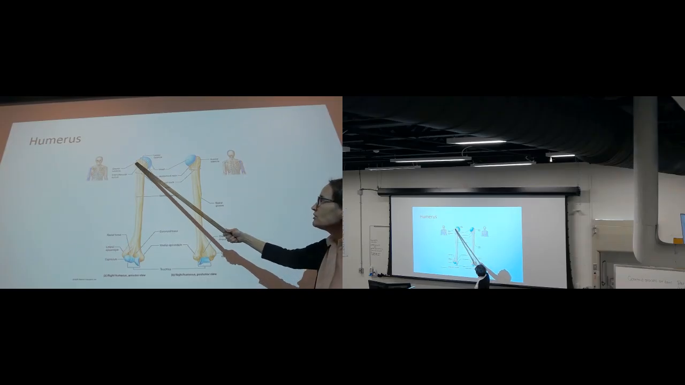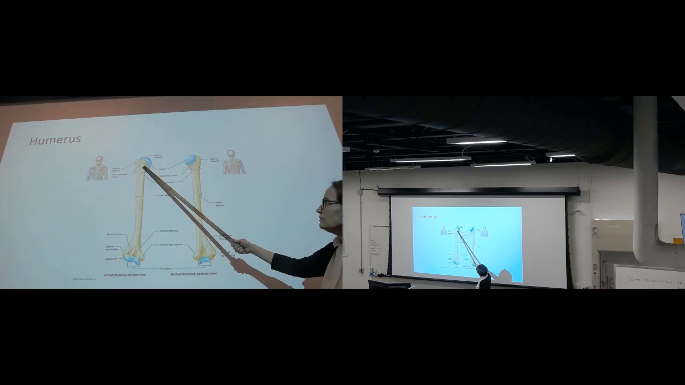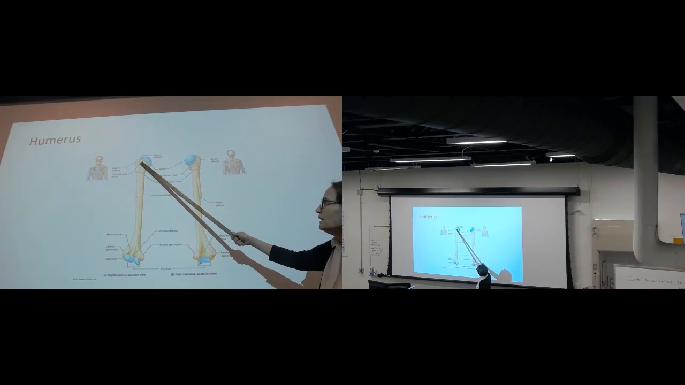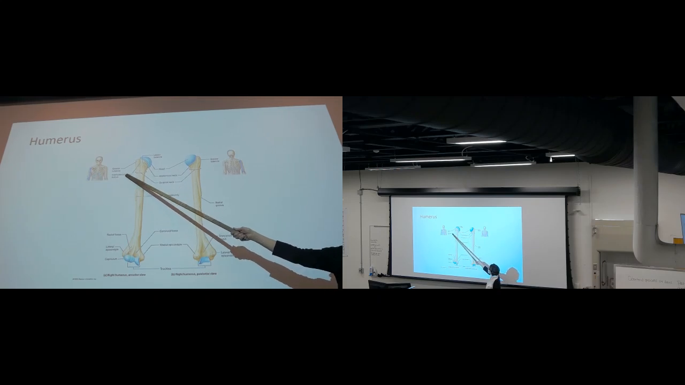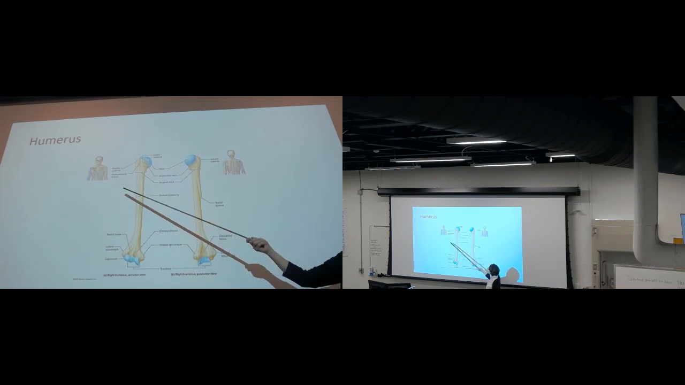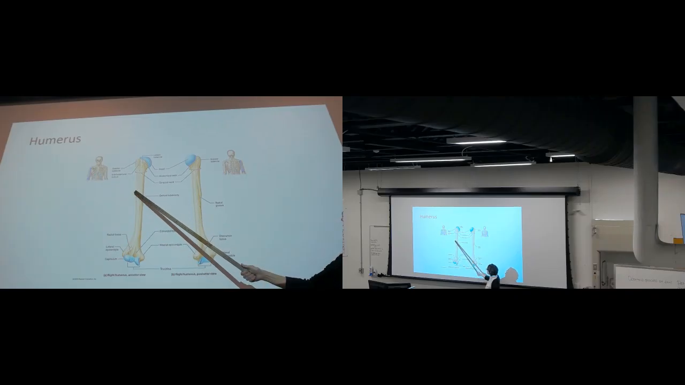In the anterior view, you can see the greater tubercle, which is lateral, and the lesser tubercle, which is medial. And then in between the greater and the lesser tubercle, you have a groove, which is called the intertubercular sulcus. And then in the middle of the shaft, you have the deltoid tuberosity, where the broad shoulder muscle, the deltoid, fits into here.